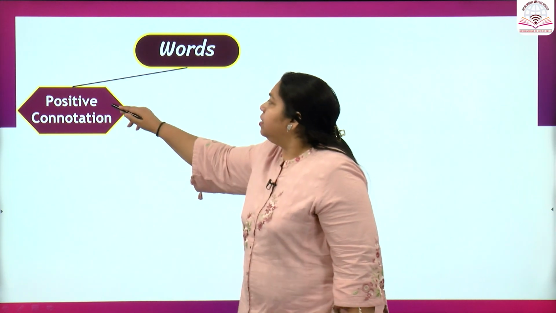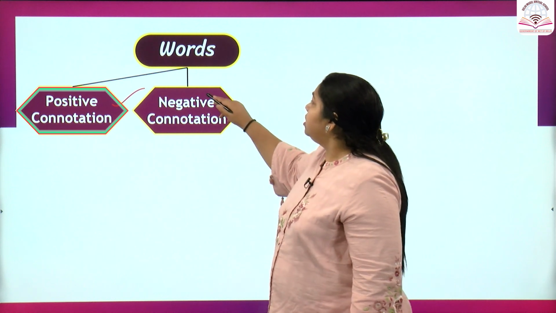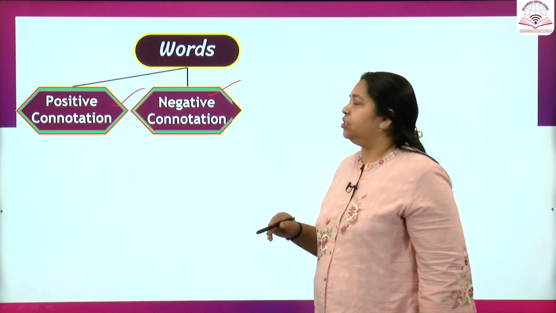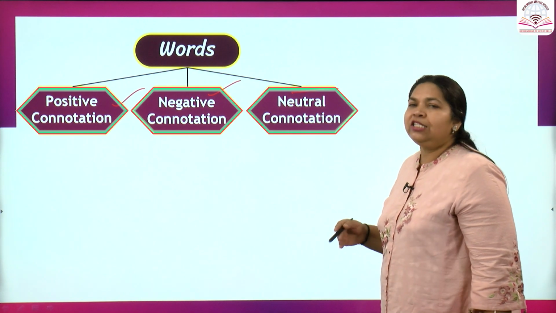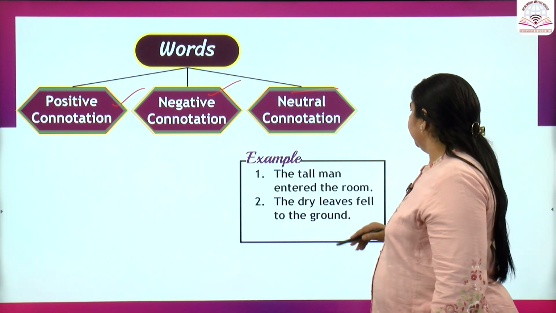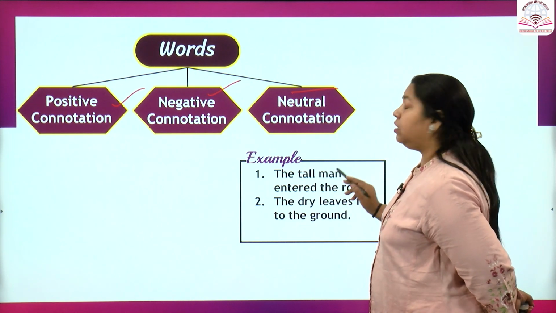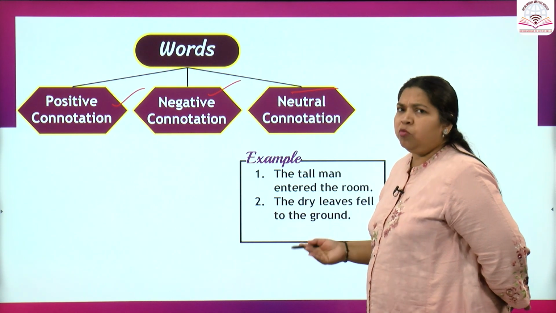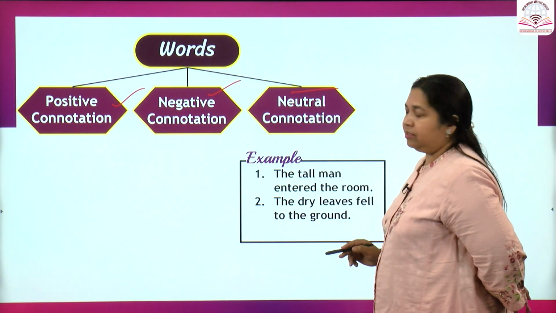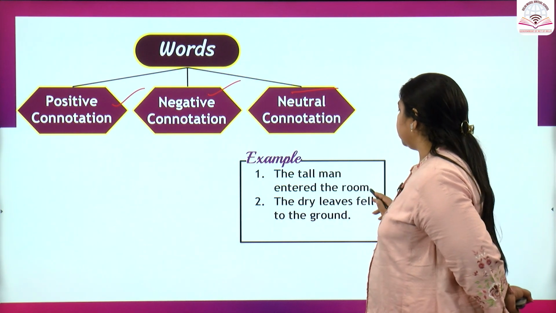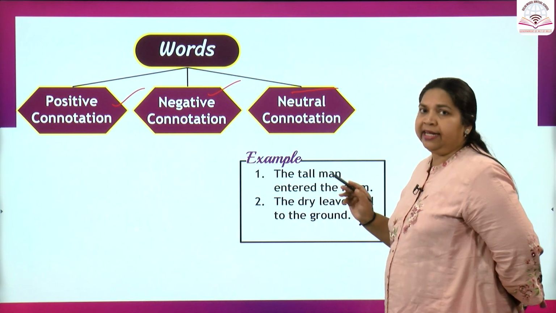First are words which convey positive connotation, and then the words which convey negative connotation, and then those with the neutral connotation. Let's look at a few examples. Like in these 2 examples, the tall man entered the room. No particular emotion is conveyed, so it's a neutral connotation sentence. The dry leaves fell to the ground. It's again a neutral sentence.